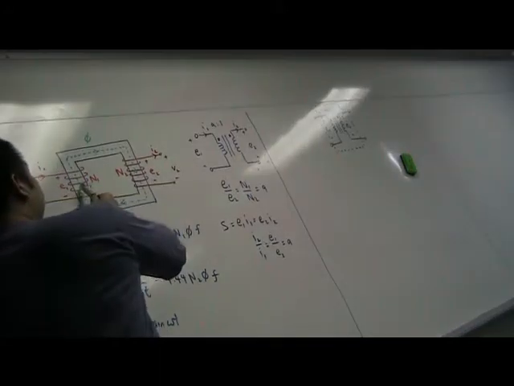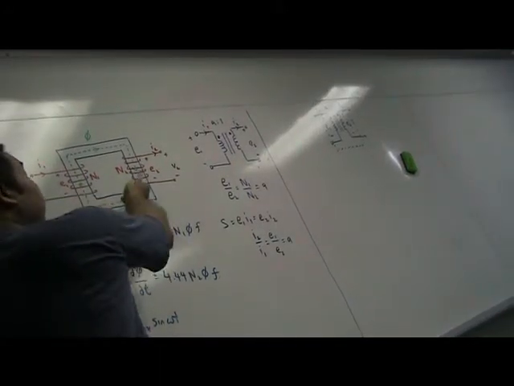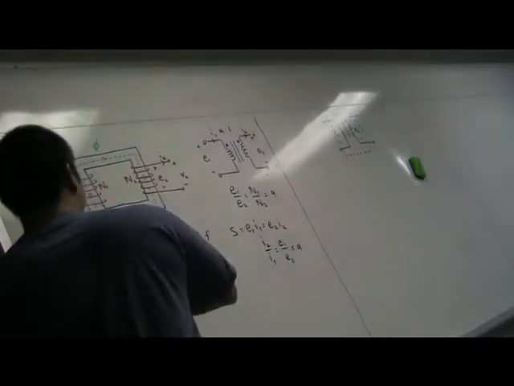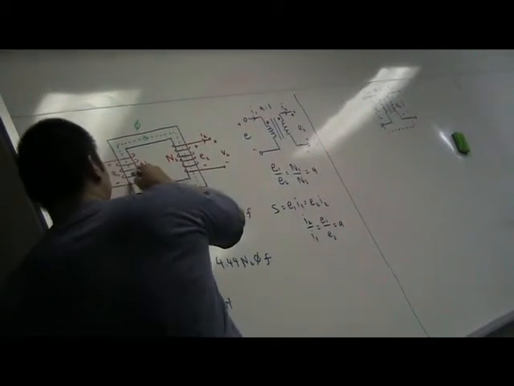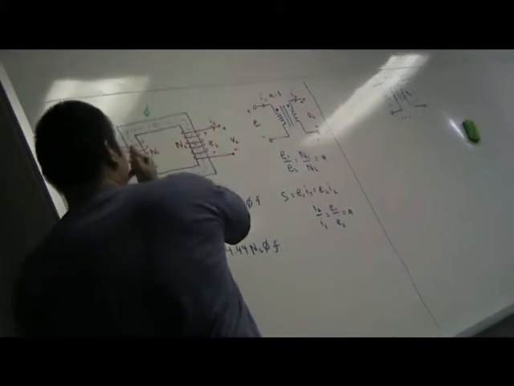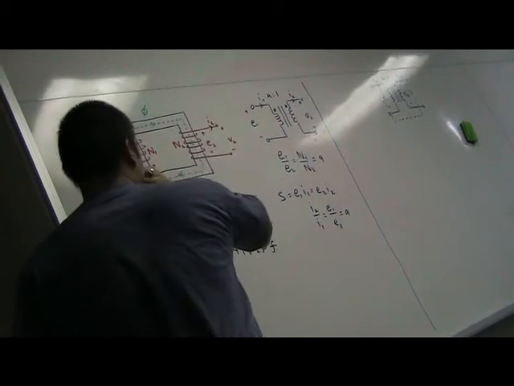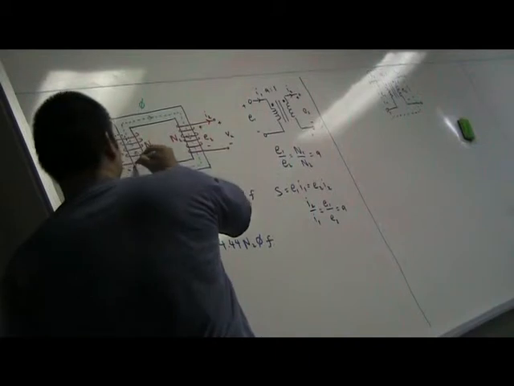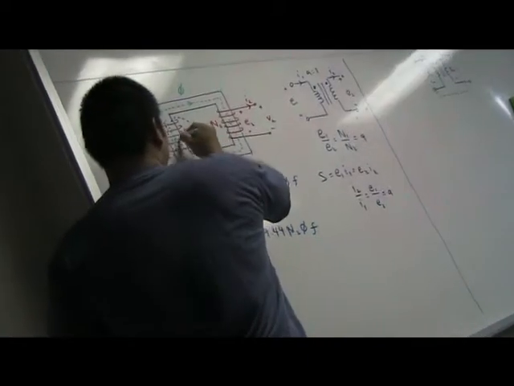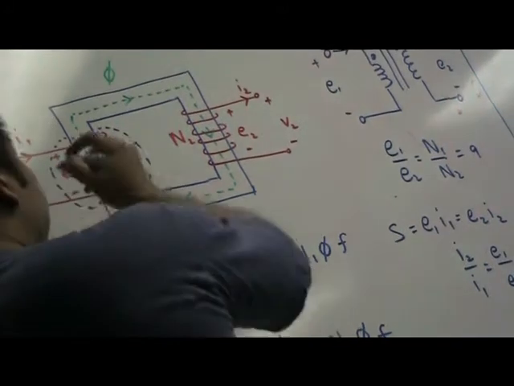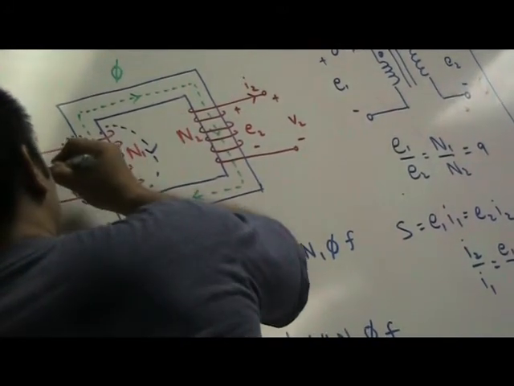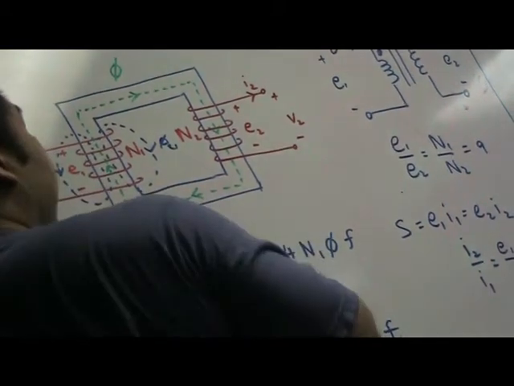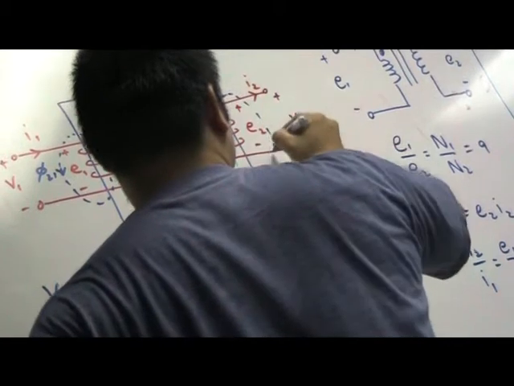not all the flux that is produced by the primary side coil goes through the secondary. In other words, there will be some flux that will actually escape through air. So let's say this is the flux that couples the primary side to the secondary side. In addition to this, there will be flux that only links the primary side coil, and the same thing happens for the secondary as well.